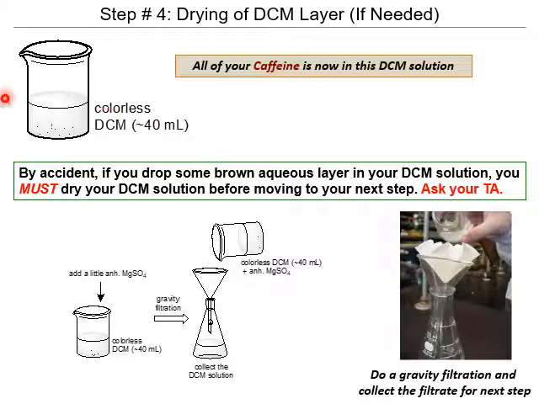But that colorless DCM solution with your caffeine might still contain very small molecular level quantities of the aqueous solution. So you add a little bit of drying agent. It could be magnesium sulfate, it could be sodium sulfate, and you do it by gravity filtration.